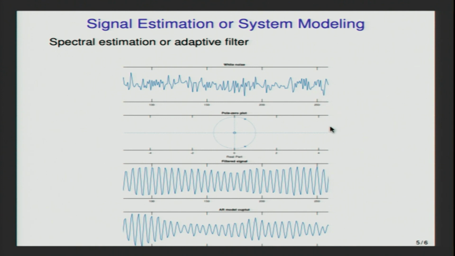Assume that it is given as an input to a linear time invariant system, which is, let's say, an IIR system, which you are familiar with. This system has two poles and correspondingly two zeros. So this can be called what is typically known as an autoregressive model, because it has only poles.